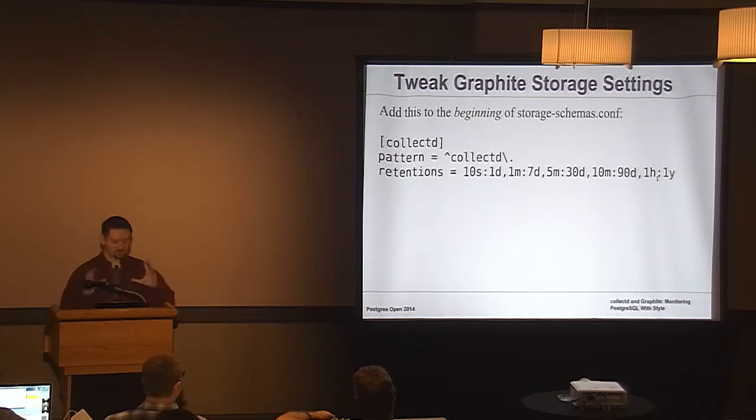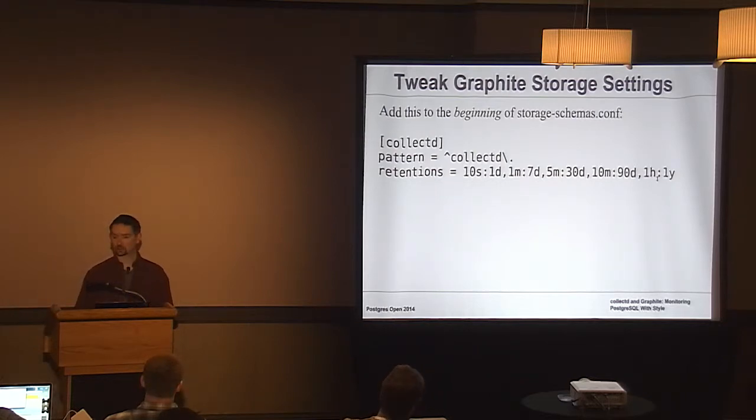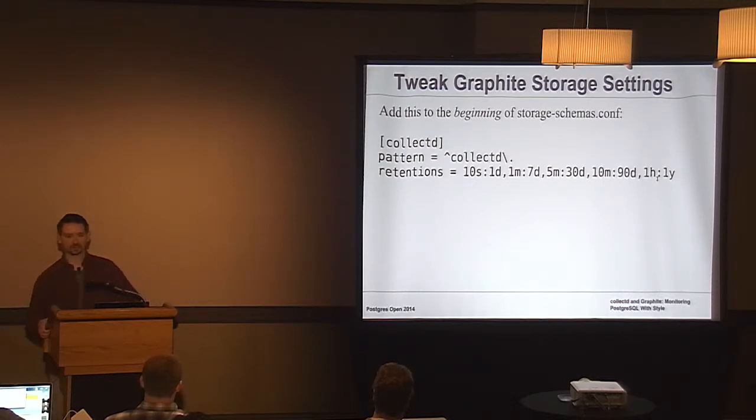At the very beginning of the storage schemas file, you need to put this block or something similar to it, because Graphite applies them in the order they're defined, not based on which match works better. So here's the problem with that. If you put this at the end, the default is, I think, 1 minute granularity for a day, and then nothing else.